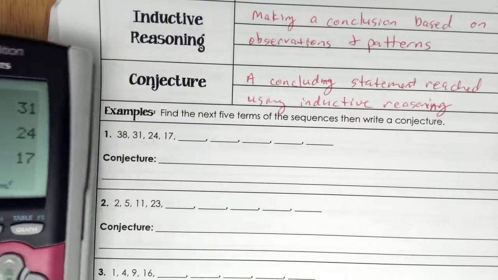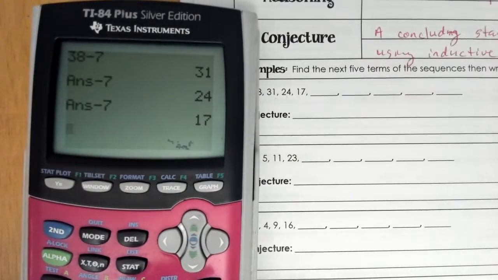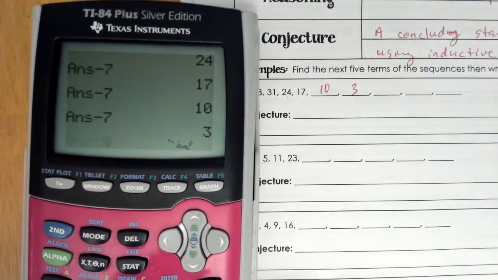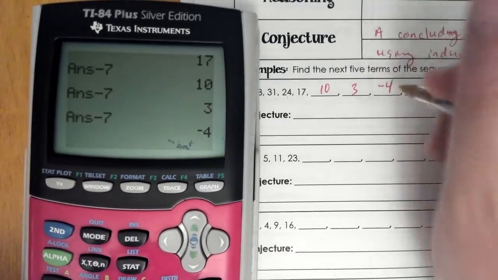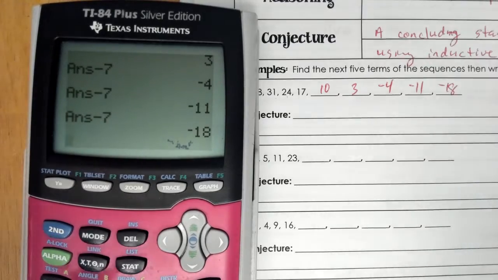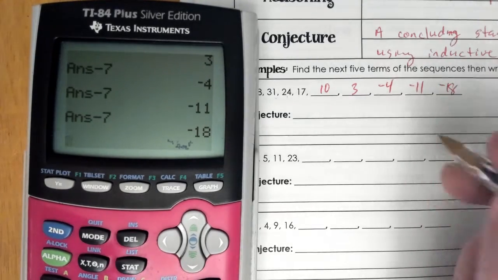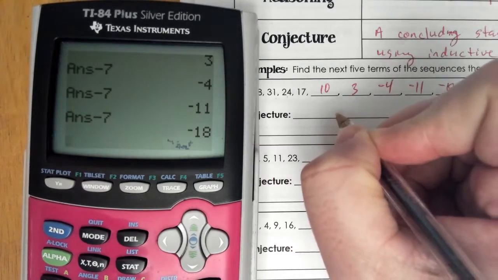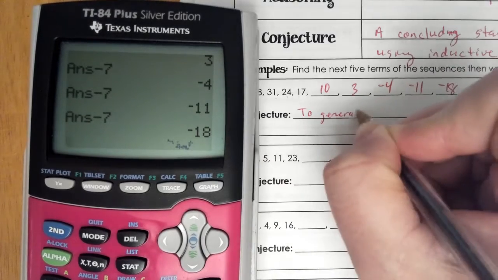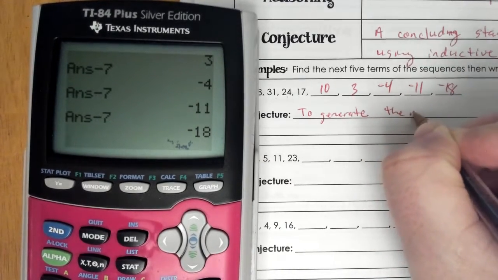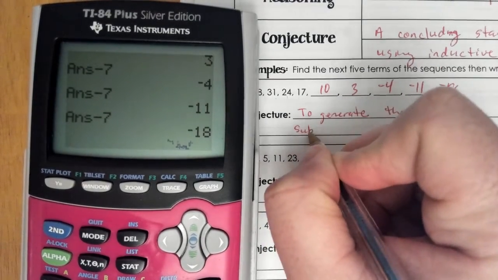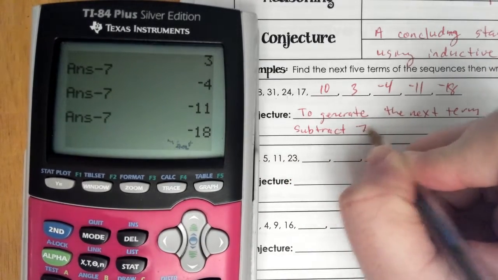All right, so what would be the next numbers? If I continue that pattern, subtract 7, I get 10, 3, negative 4, negative 11, and negative 18. So I just kept up that pattern. All right, so what did we do? To generate the next term, subtract 7 from the previous term.